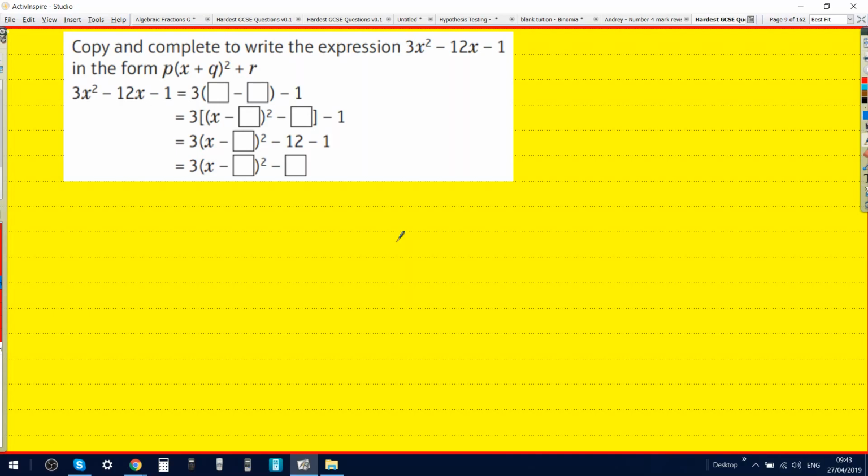Okay, so the 3 looks to be the P. So you may not recognize it. Basically, they're doing completing the square. I don't know how to do that. It was like you had that A plus B squared and stuff.